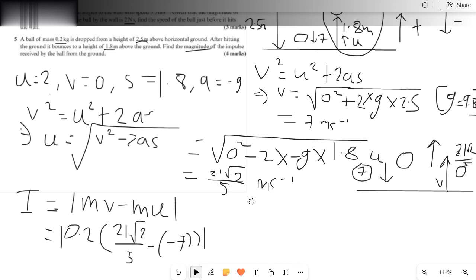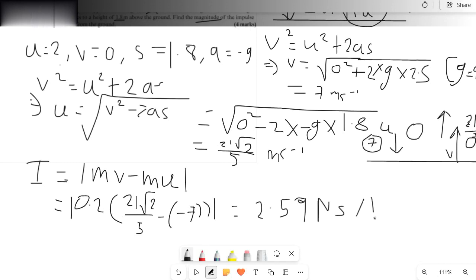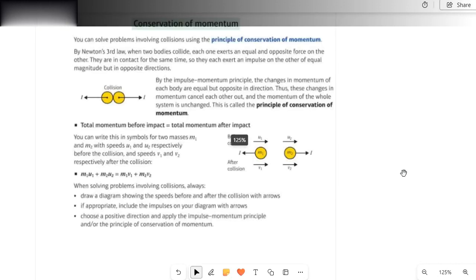Therefore we have minus 7, and so the final answer is 2.59 Newton seconds or kg meters per second, and this is our answer.